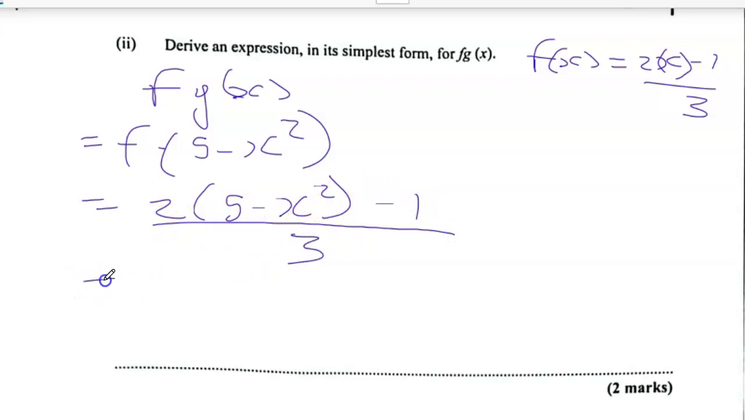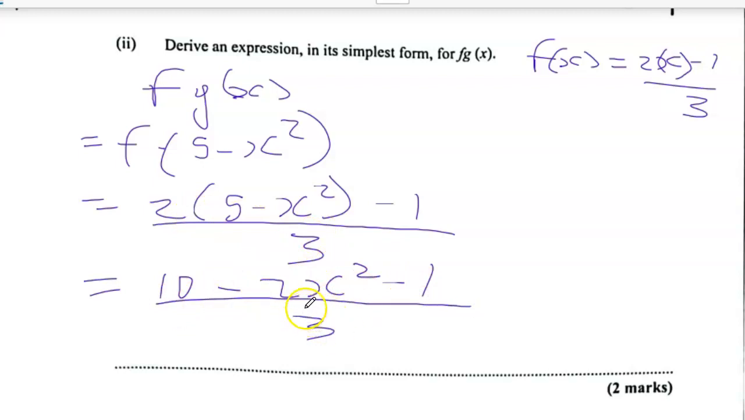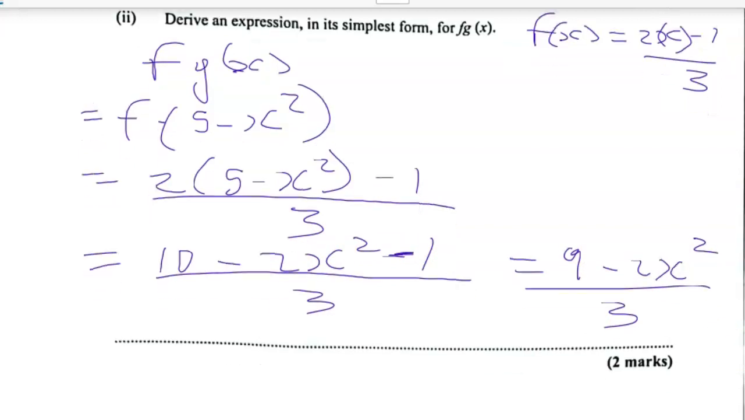We are asked to simplify, so we expand the bracket. 2 times 5, 10. 2 times minus x squared, that's minus 2x squared, minus 1 over 3. And then if we group the constants, what we end up with is 10 minus 1, that's positive 9, and we have minus 2x squared all over 3. I think that's the best we can do with it.